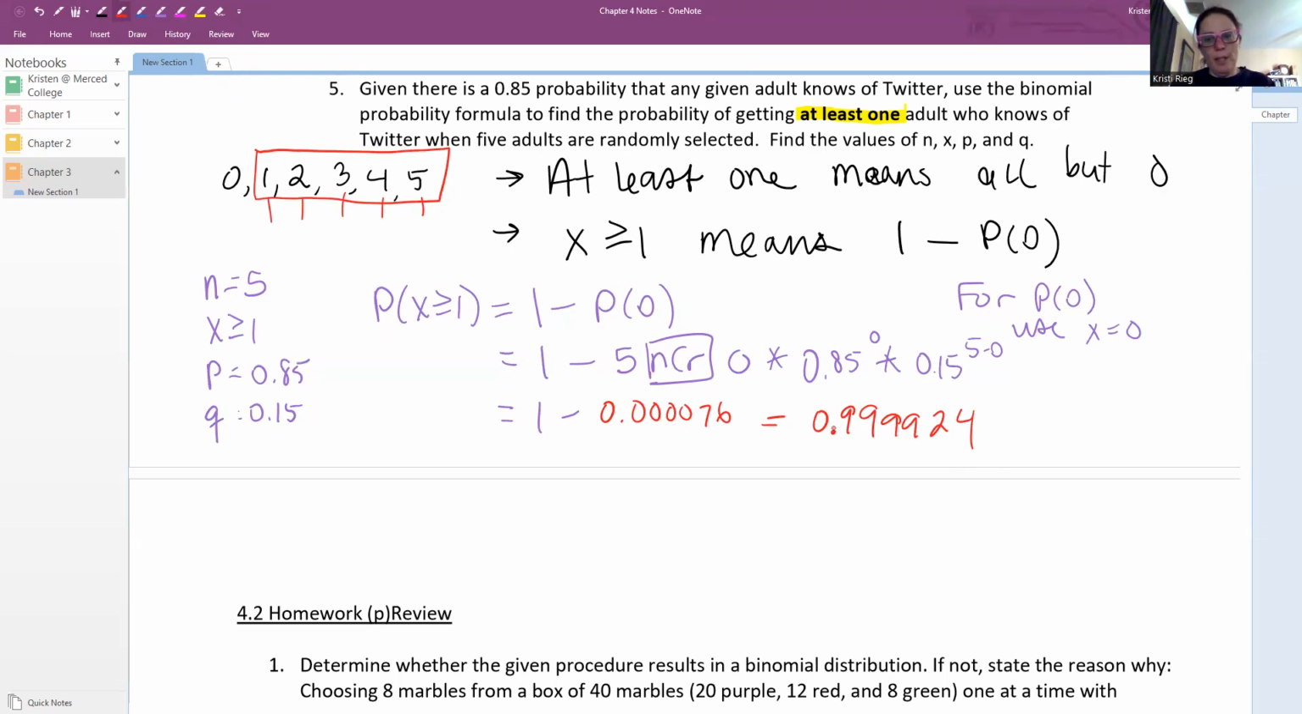It's not very common to get a situation where you have 5 people and none of them know about Twitter. And yeah, hopefully you're getting the hang of the new notation. A lot of this was just calculator, plug and chug, trial and error. So if you're having trouble with your calculator, then go ahead and send me an email.